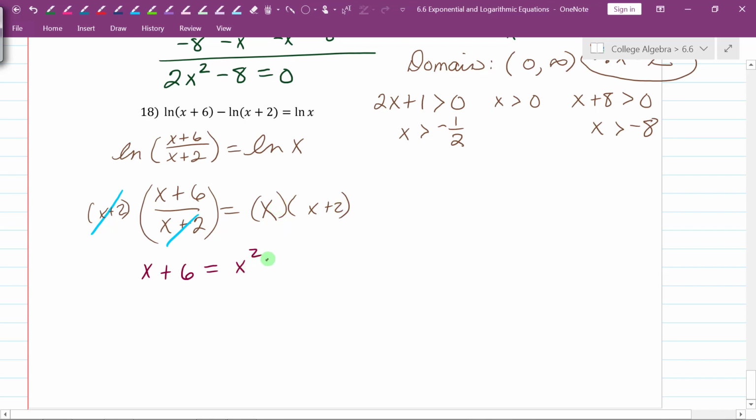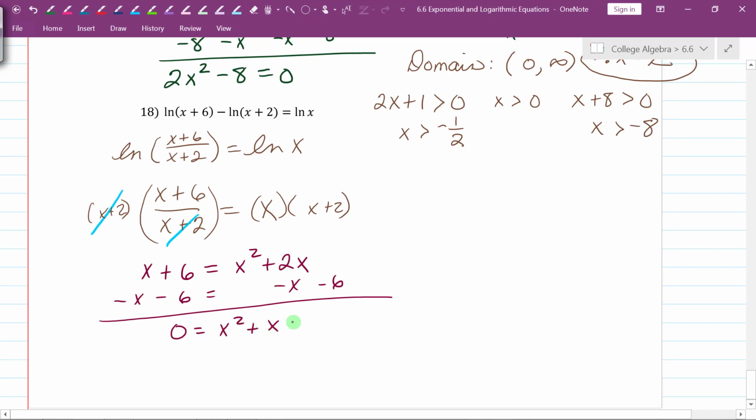Now we want to bring our x plus 6 over to the right because I need my x squared to have a positive coefficient. So I'm going to subtract x, subtract 6. What I do to one side, I do to the other side. Add straight down, I get 0 on the left, and on the right I get x squared plus 1x minus 6. Now I can factor this, okay?